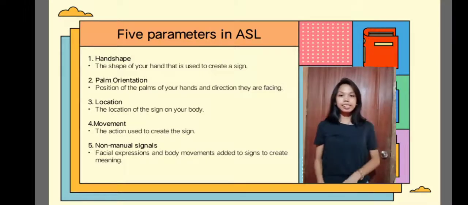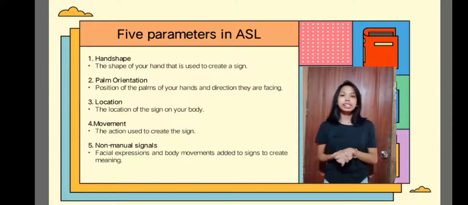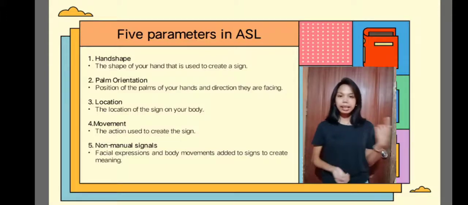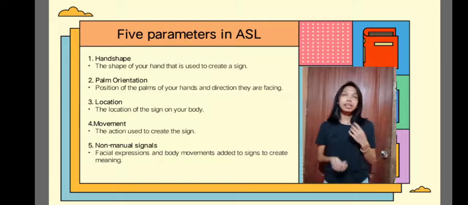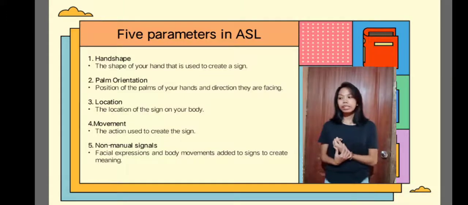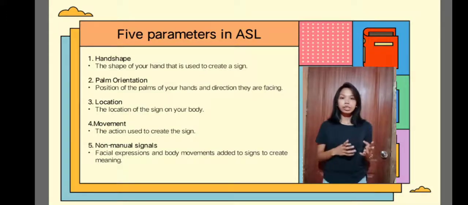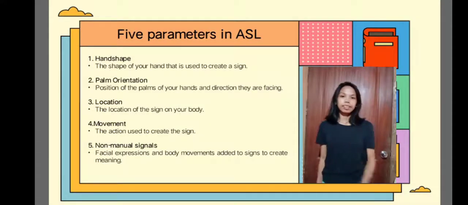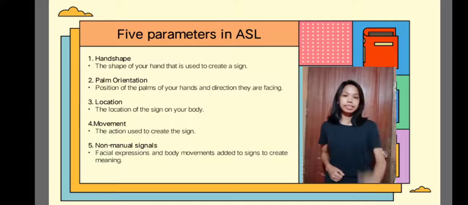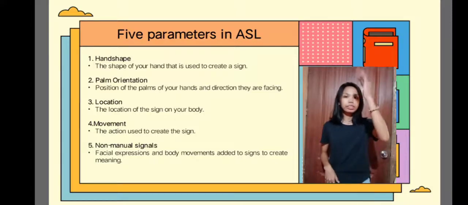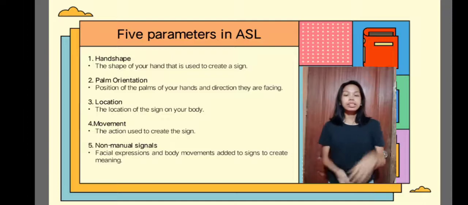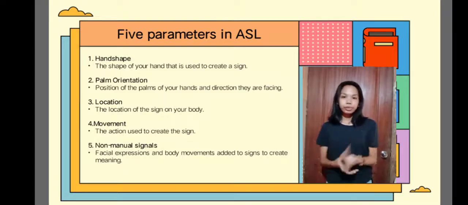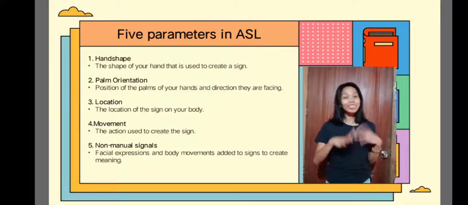The second is the location. When we say location, it is the location of your sign on your body. I'm going to give you a few examples, where the only thing that is different is where I do the sign. First is mother. This is the sign for mother. This is the sign for father. This is the sign for grandmother. This is the sign for grandfather. The movement is the same, the hand shape is the same, the only difference is the location.